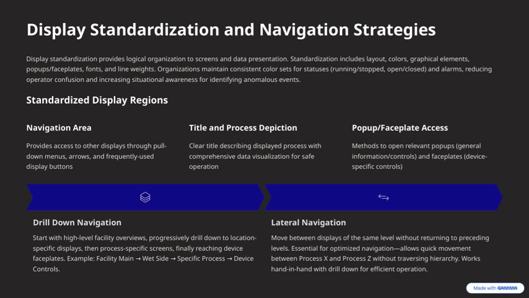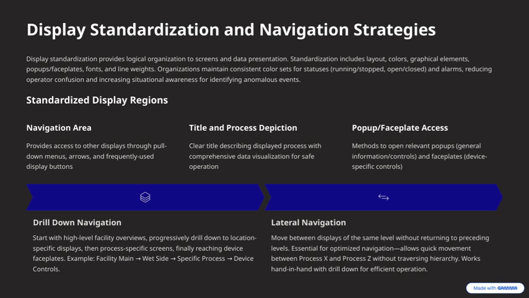Now, starting at a high level, we have lateral navigation. Imagine beginning with an overview of the entire facility, then drilling down step by step, first to specific locations, then to particular processes, and finally reaching device faceplates. For example, you might start at the facility main, move to the wet side, then to a specific process, and finally access device controls directly.